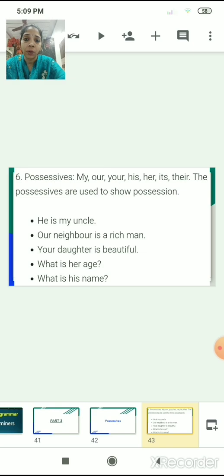Now look at this example. He is my uncle. So the determiner used in this sentence is my. Our neighbor is a rich man. Our. Your daughter is beautiful. Your. What is her age? Her. What is his name? His. So all these are determiners because they show possession. The possessives are used to show possession.